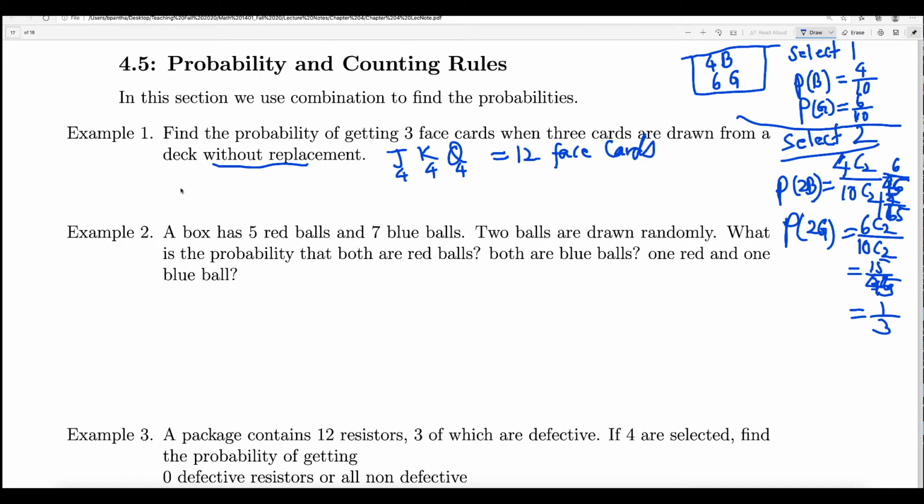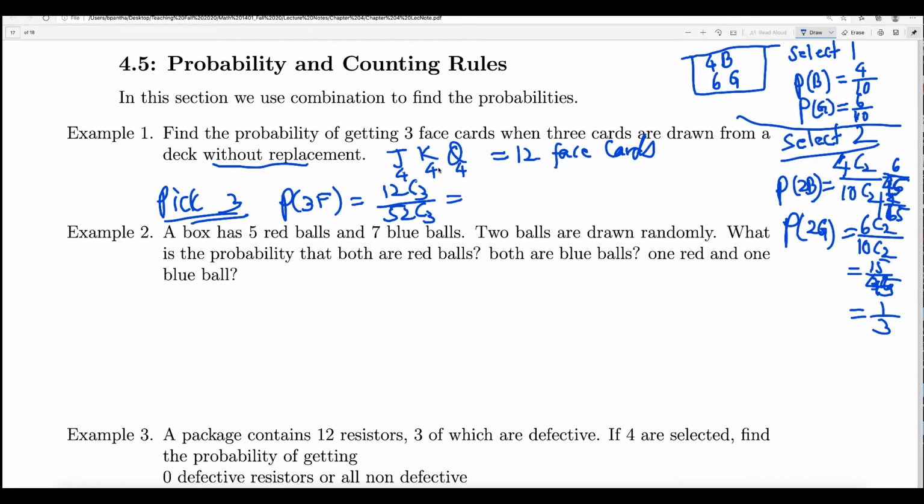So how many are you picking? Pick 3, right? So what is the probability that all 3 are face cards? That's what it is asking, right? So the probability of 3 face cards is equal to 12C3 over 52C3. That's what you get.